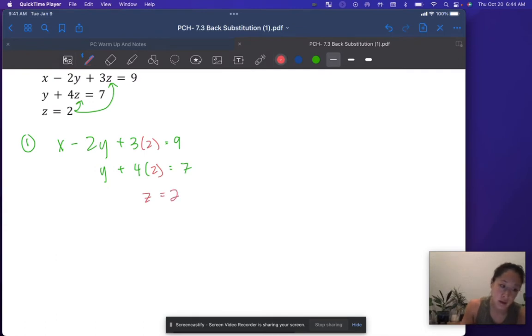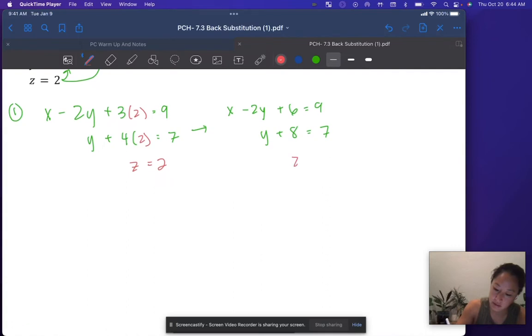All right, so simplifying that, I get x minus 2y plus 6 is equal to 9, and y plus 8 is equal to 7, and z, we already know that z is equal to 2. So when you know the value of a variable, we can back substitute it in, and then we have a system with fewer variables.